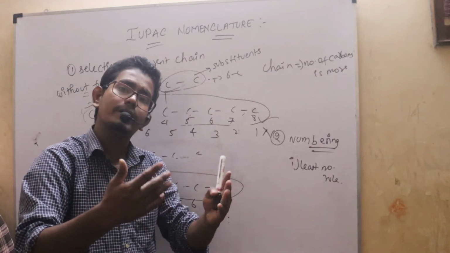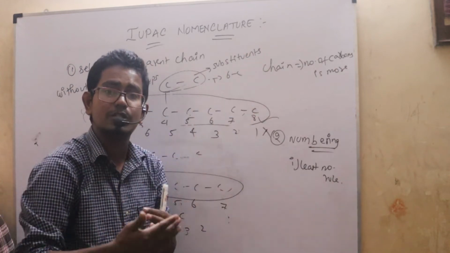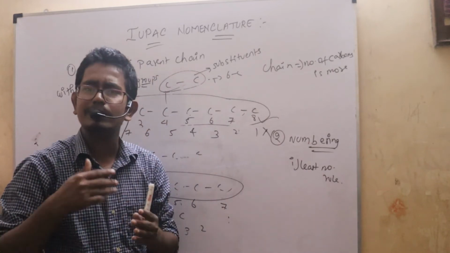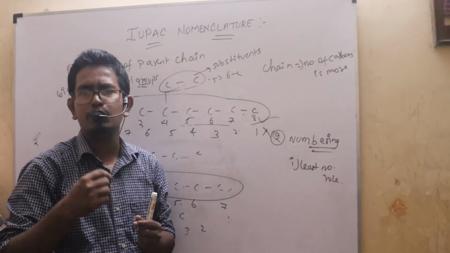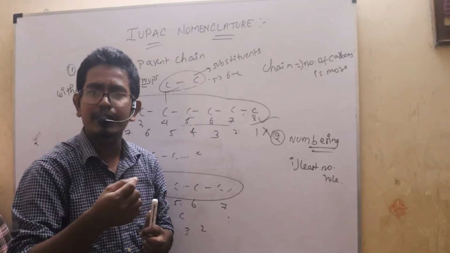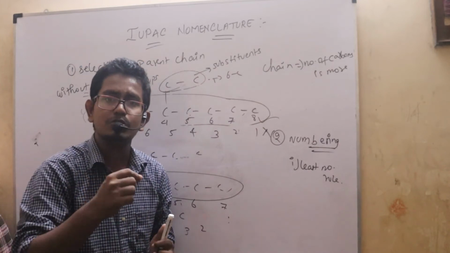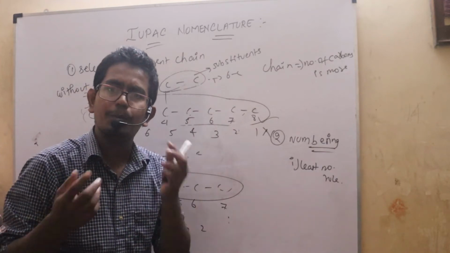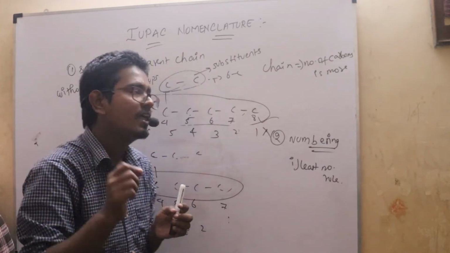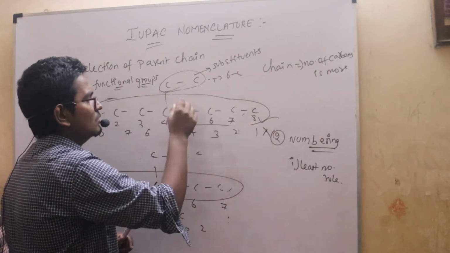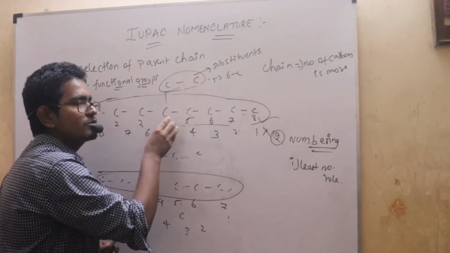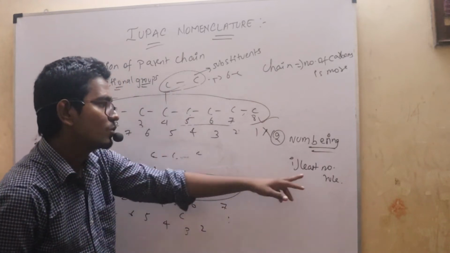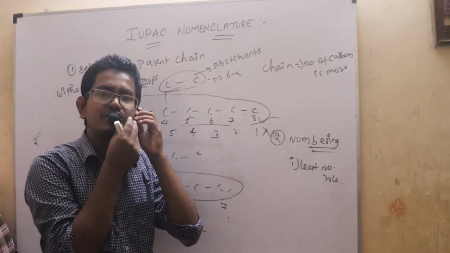If more substituents are not present, it doesn't matter to me. If more substituents are present, then also I have to give the numbering in such a way that my first substituent gets the least number. If more substituents are not present and only a single substituent is present, then it's very easy. What I'm saying is that we have to give the least number to that substituent. Alright? This is what is known as the least number rule.